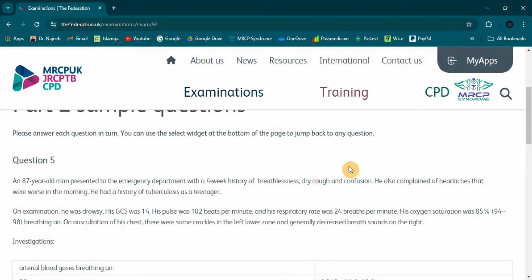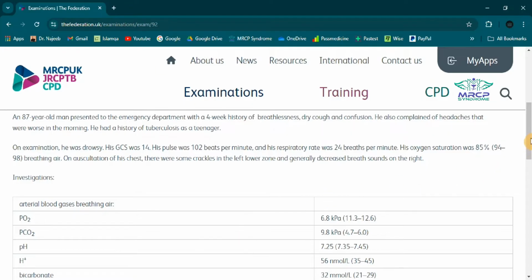And if we analyze the physical examination, the patient has the features of drowsiness. Drowsiness usually indicates potential hypoxemia and hypercapnia, which usually affect the central nervous system. The patient also has breathlessness, confusion, as well as headache, and there is also a prior history of tuberculosis. All of them are consistent with acute respiratory failure. The confusion can be explained by the carbon dioxide retention causing altered mental status. The oxygen saturation is also low, indicating significant hypoxemia.